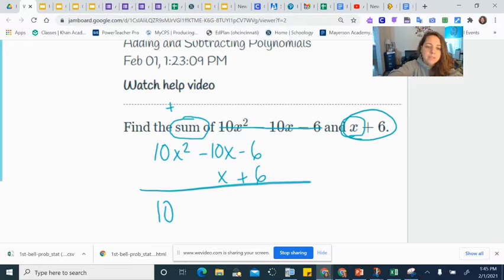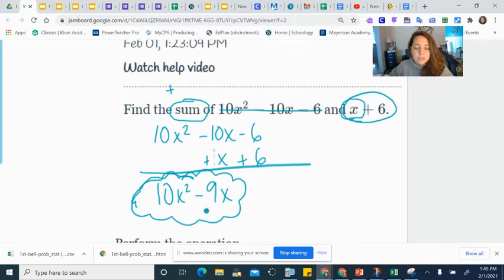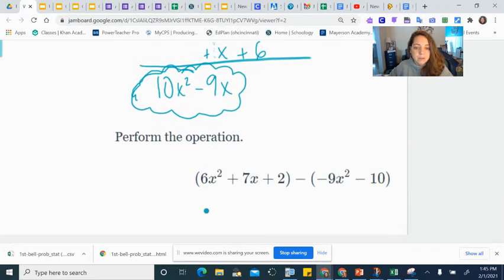So it's 10x squared. Now, to combine these like terms, negative 10 plus 1, right? This is a hidden ninja 1. So negative 10 plus 1 would be negative 9. And negative 6 plus 6 is 0. So that's it. This is my answer. This is what I would type in. This is exactly what I would type into the assignment on Delta Math. All right, let's try another one.